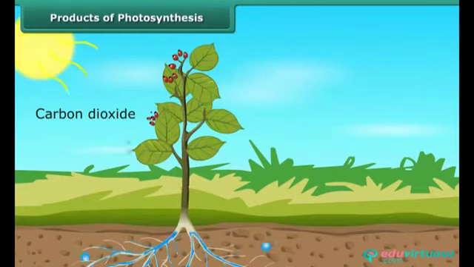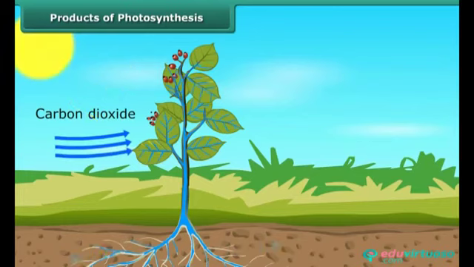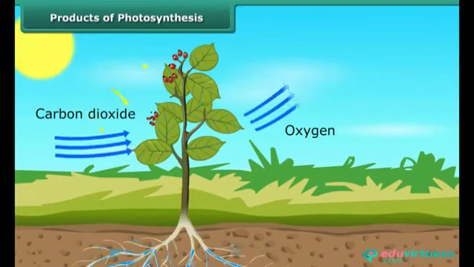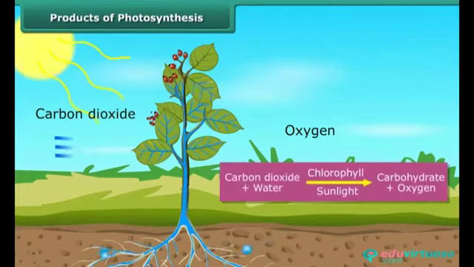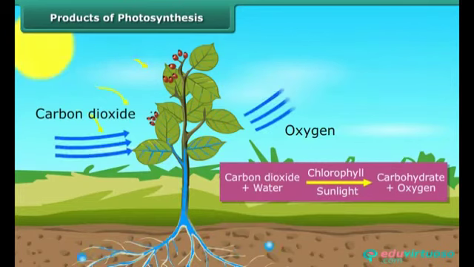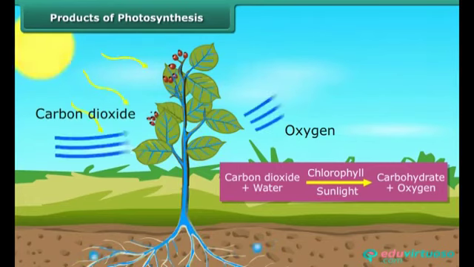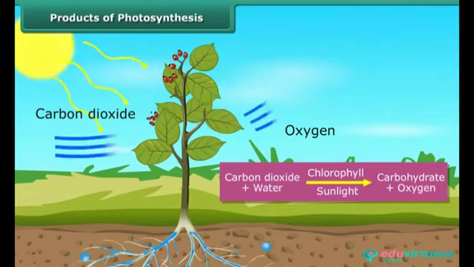Therefore, the first food product formed during photosynthesis is starch. Starch is also an example of carbohydrate. In this process, oxygen is also released. Therefore, the process of photosynthesis can be represented as carbon dioxide plus water, in the presence of chlorophyll and sunlight, gives carbohydrate plus oxygen. In the presence of sunlight, carbon dioxide and water give carbohydrate, and oxygen is released in this process.